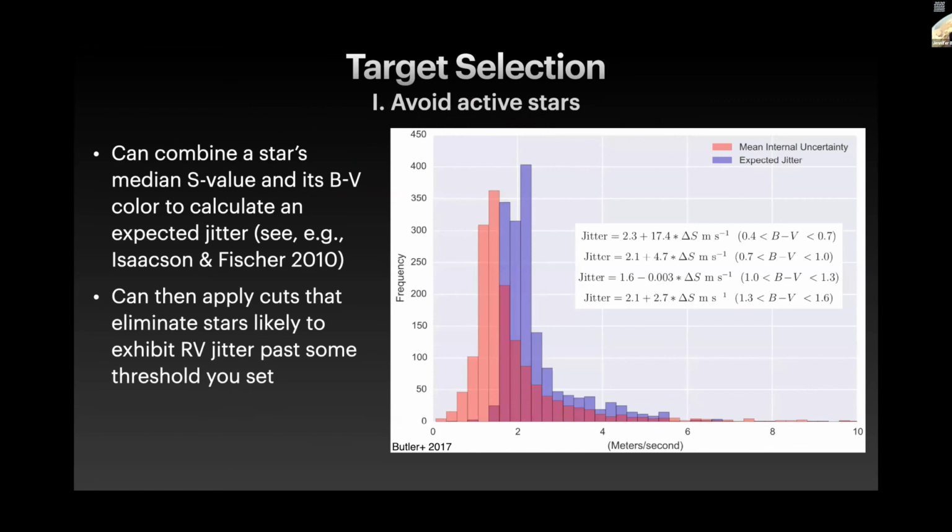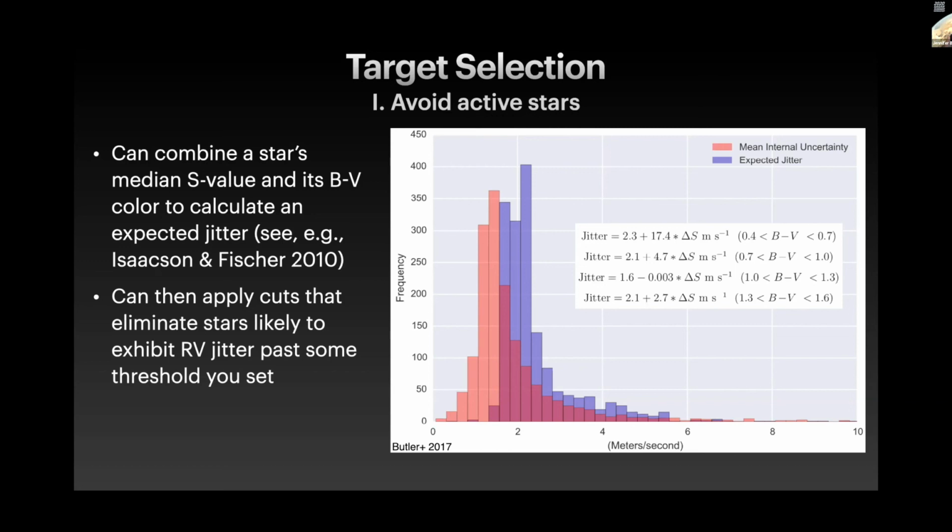You can use a given star's Mount Wilson S value to predict its chromospheric activity even before you obtain RV datasets. So by combining a star's median S value with its B minus V color, which is a proxy for the temperature of the star, you can calculate the expected jitter following the steps that are outlined in Isaacson and Fischer in 2010. This is exactly what was done for the Lick-Carnegie Exoplanet Survey that ran for almost 2 decades on the Keck HIRES instrument.